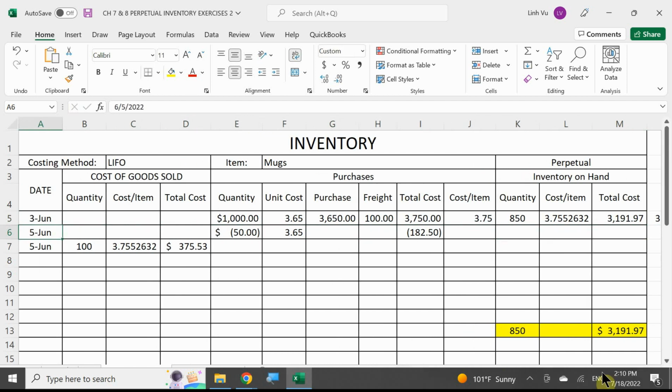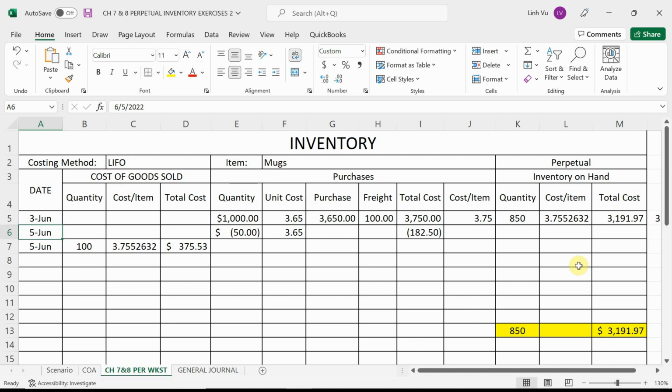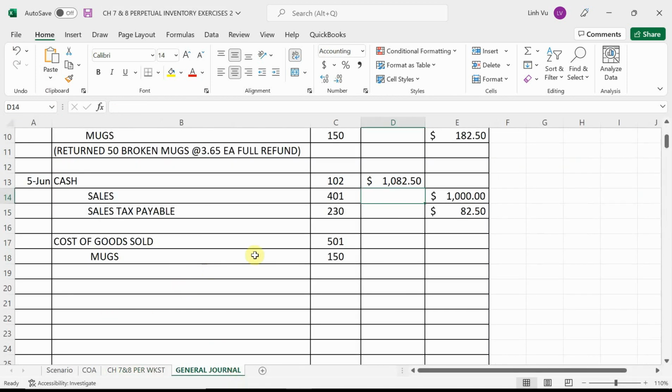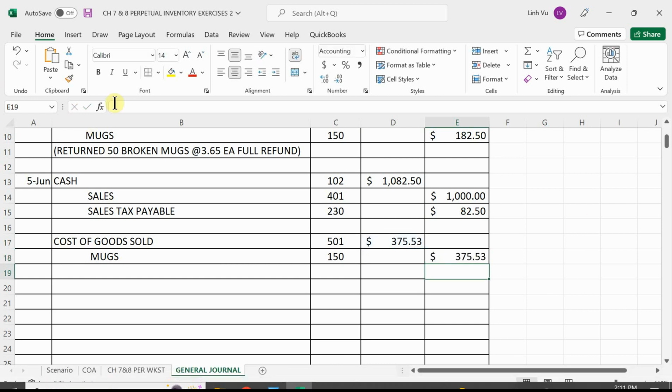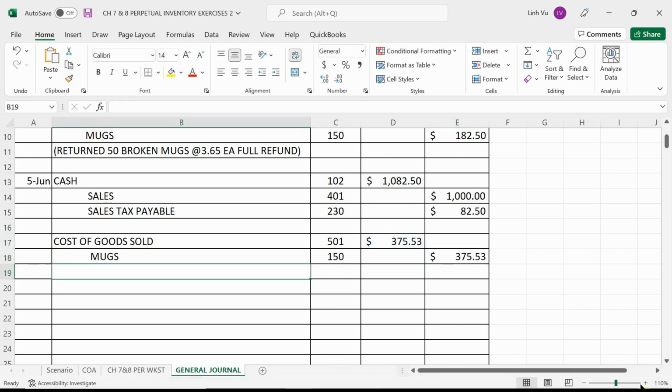Okay. So in this case, I got that answer, so that means I only have 850 units left available to sell. And my total cost of goods sold is $375.53. So that is exactly what I need to put in my journal. Here, $375.53 is my answer. And I need to finish off my journal saying that I sold 100 units. Okay, sold 100 units, 100 mugs.